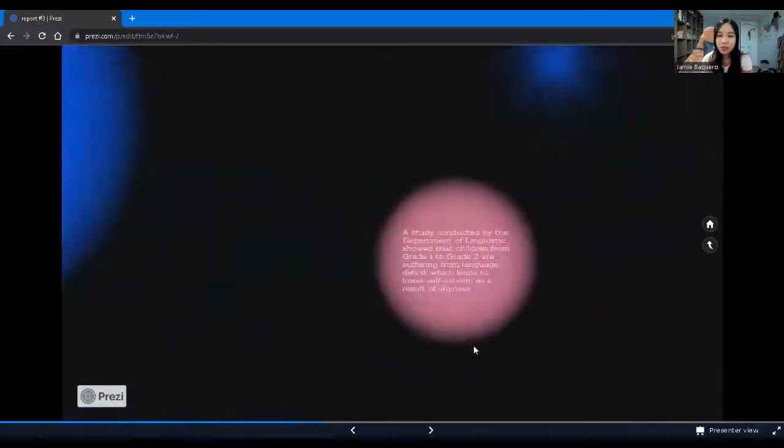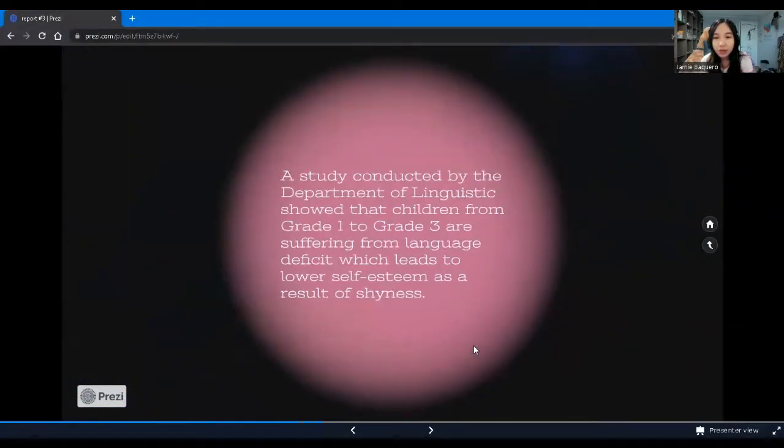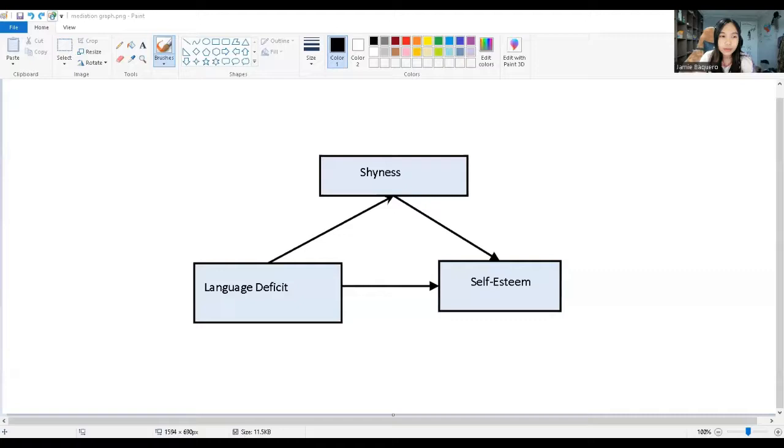So I'll present a study here. A study conducted by the Department of Linguistics showed that children from grades 1 to 3 are suffering from language deficit, which leads to lower self-esteem as a result of shyness. To further visualize mediation, I'm going to show a mediation graph. We have here the mediation graph.